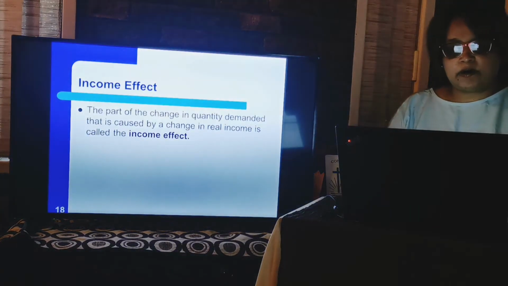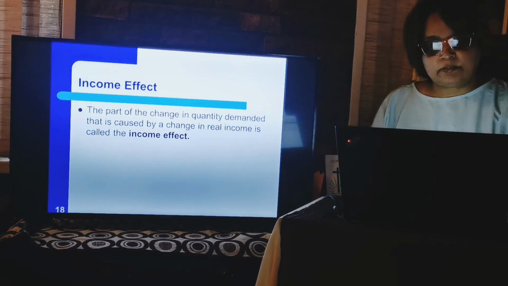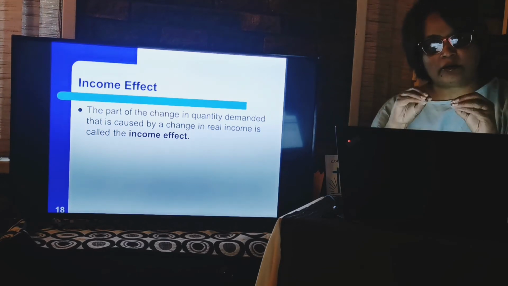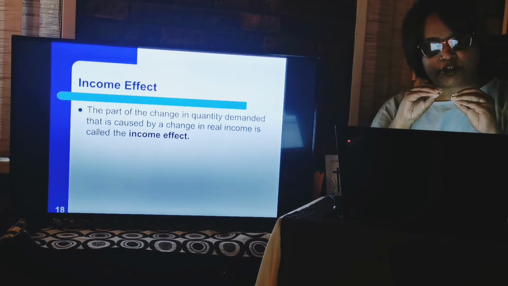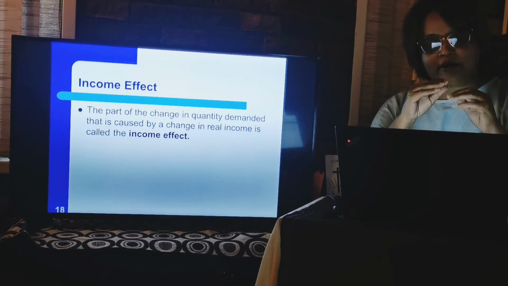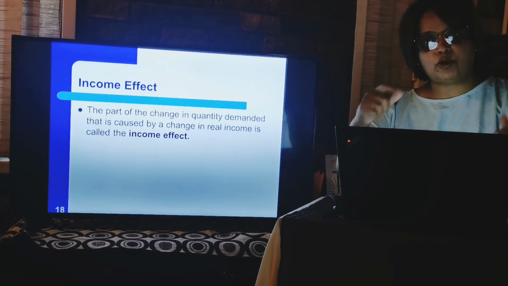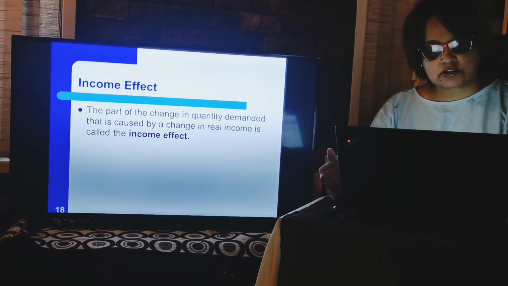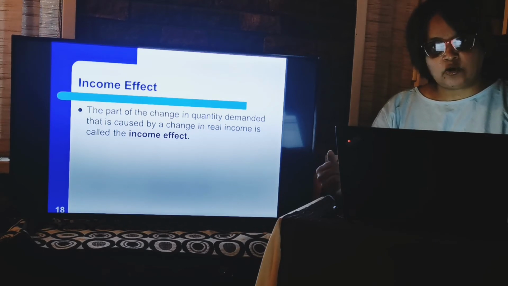Income effect: the part of the change in quantity demanded that is caused by a change in real income is called the income effect. So what we are going to concentrate on in this specific slide is when the quantity demanded changes because there's a change in income. That's your income effect. The income effect is caused because there was a change in the quantity demanded due to a change in your income.